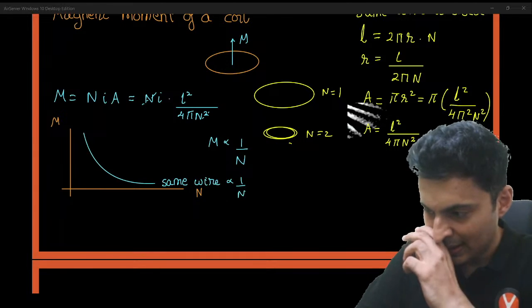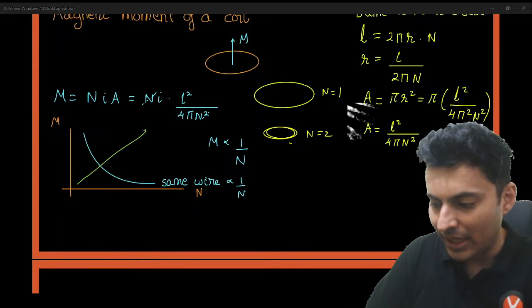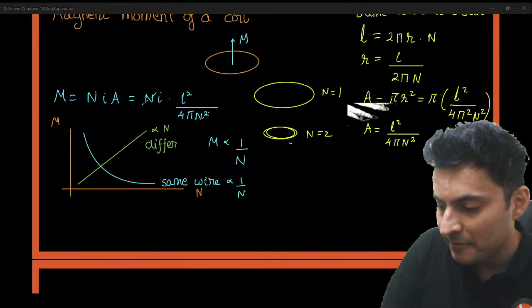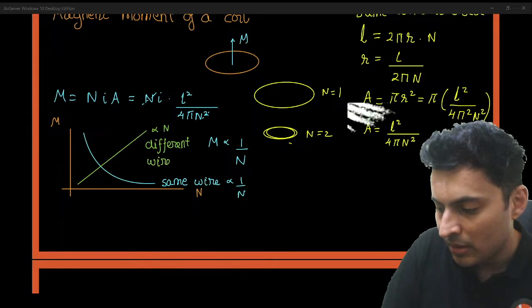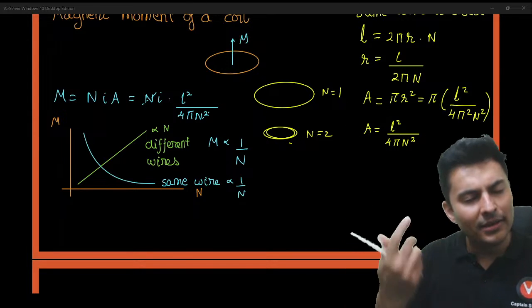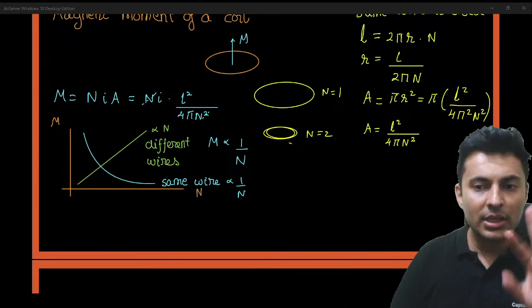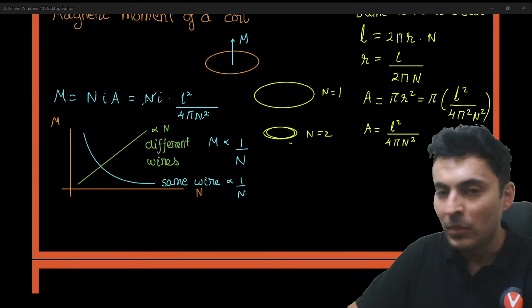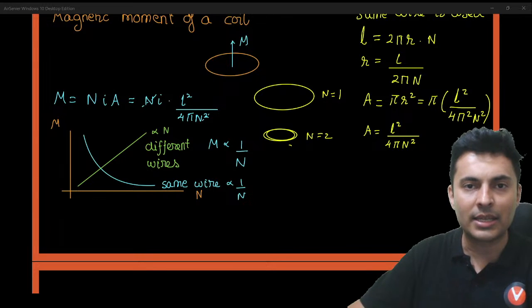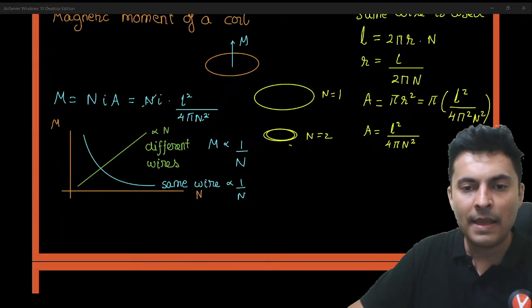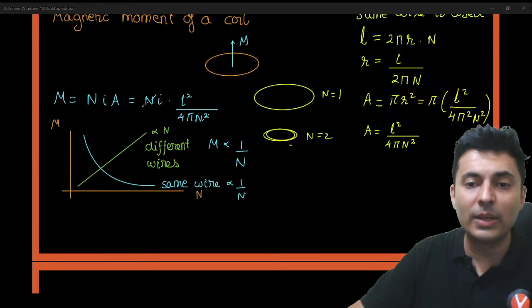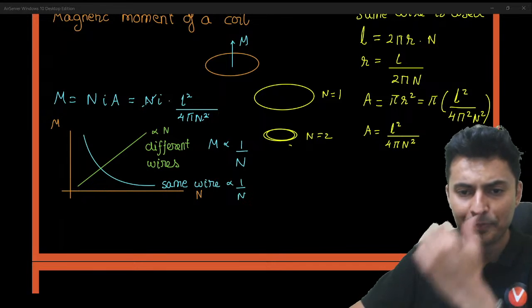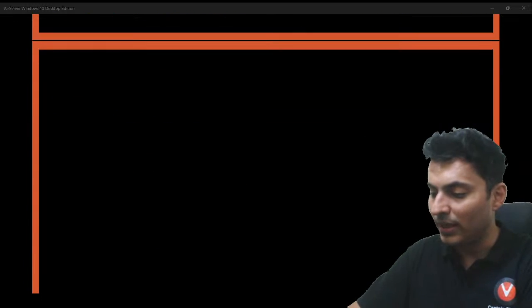But if you use different wires, then it is proportional to n. If you can have a longer wire with more turns, then it is proportional to n. Understood? There are two different scenarios over here. That's why I have discussed this in detail. Excellent. Then the next thing that you have is the force between two wires. This is also very commonly asked. Let's have a look at it. The force between two wires.